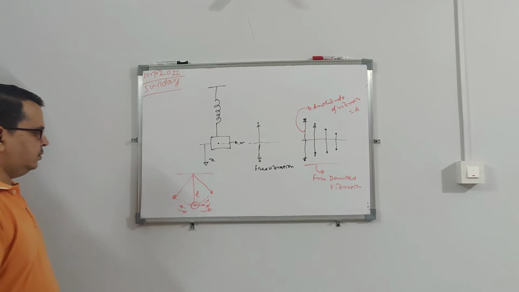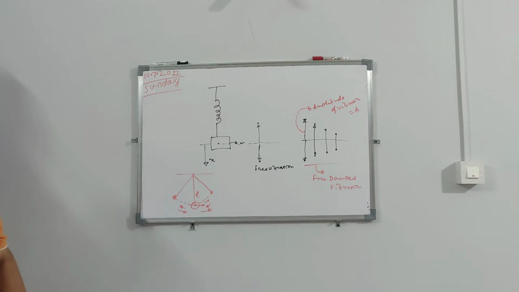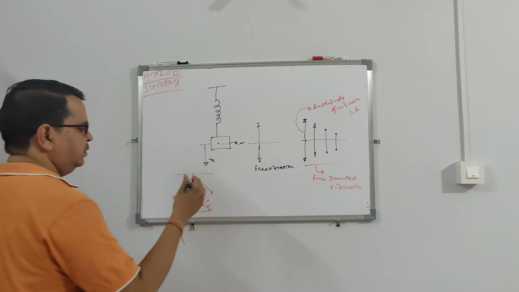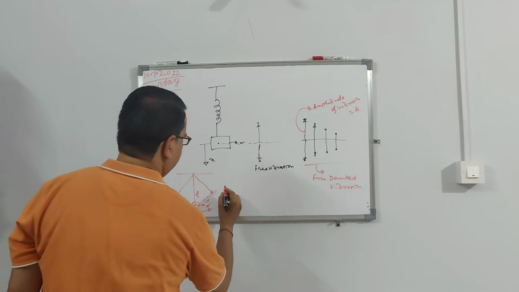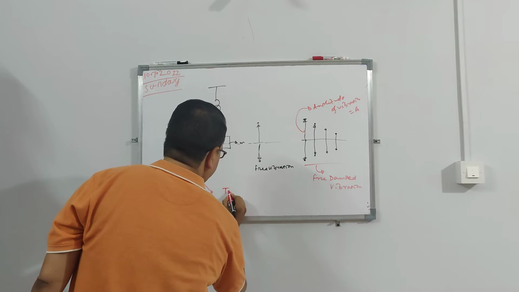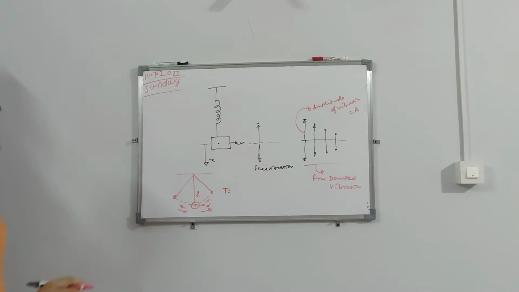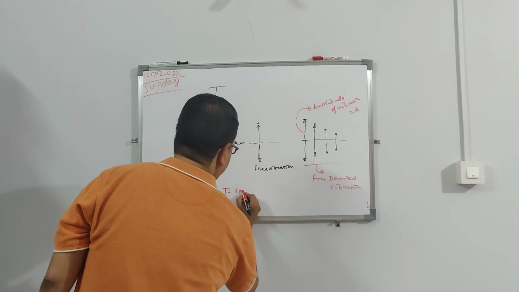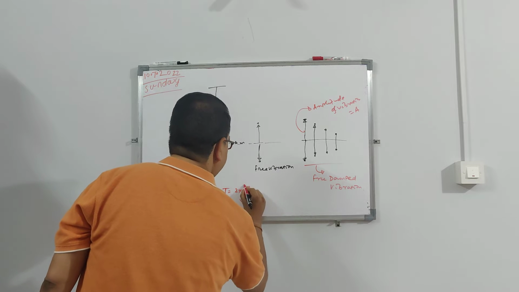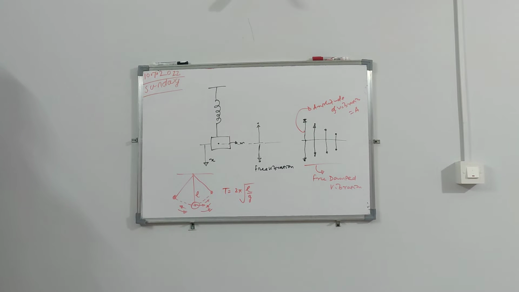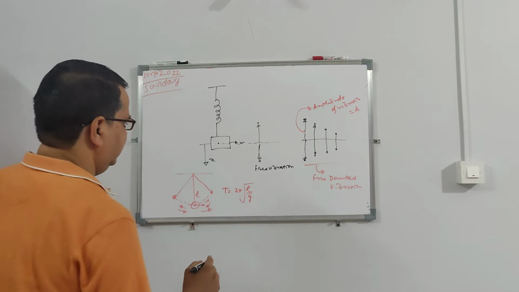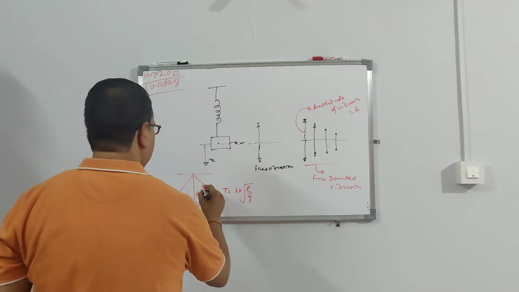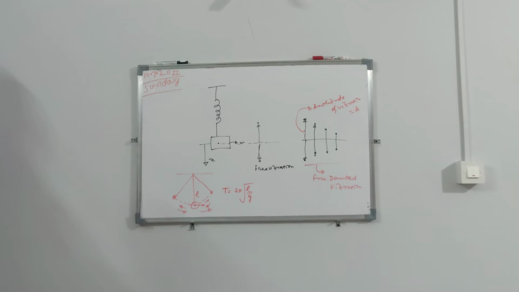There are some governing equations for the time period of a simple pendulum and the time period of a spring mass system. We are not deriving the time period of a simple pendulum; we will do some numericals on it. T is equal to 2 pi square root of L by g. This is the time period of a simple pendulum, where L is the length of the pendulum and g is the acceleration due to gravity.